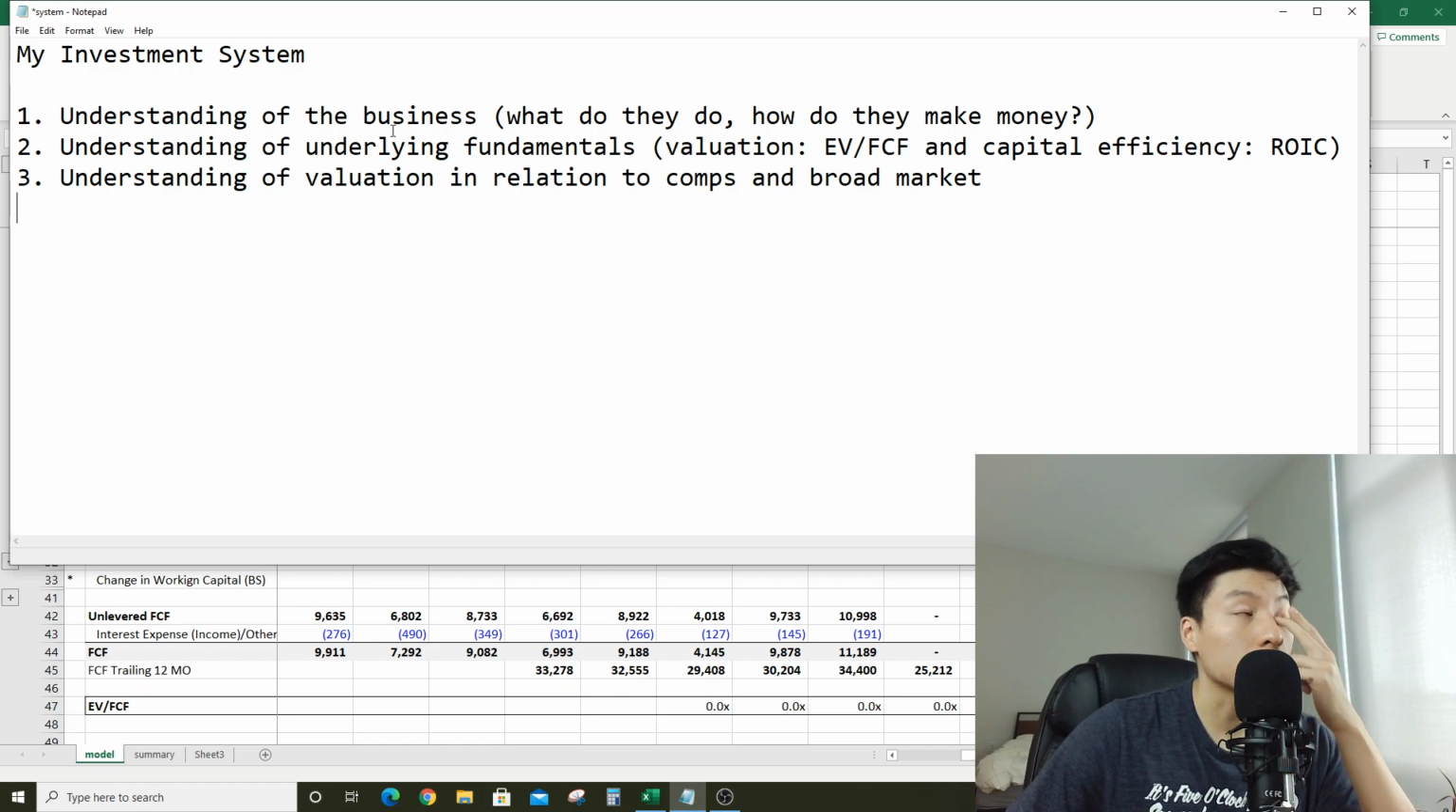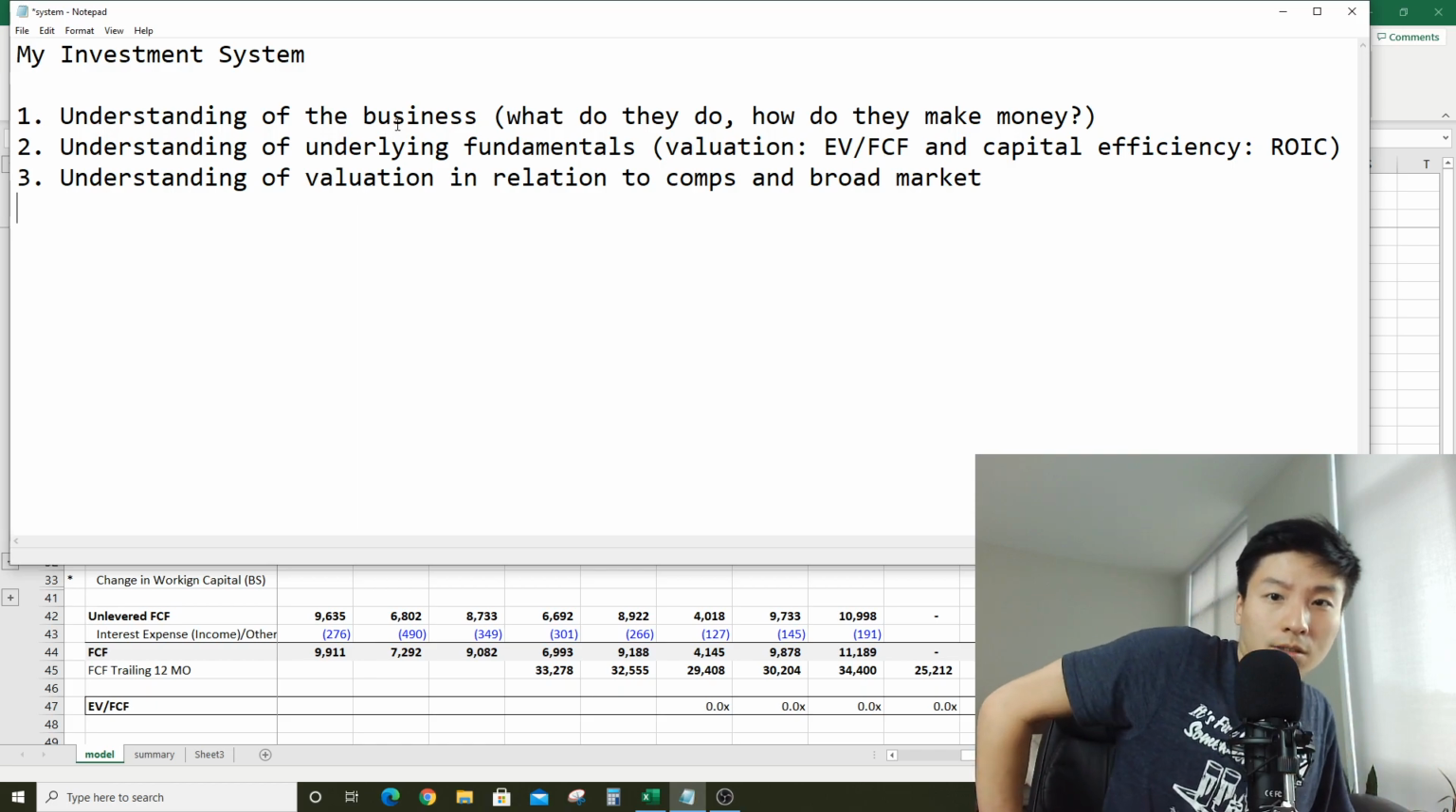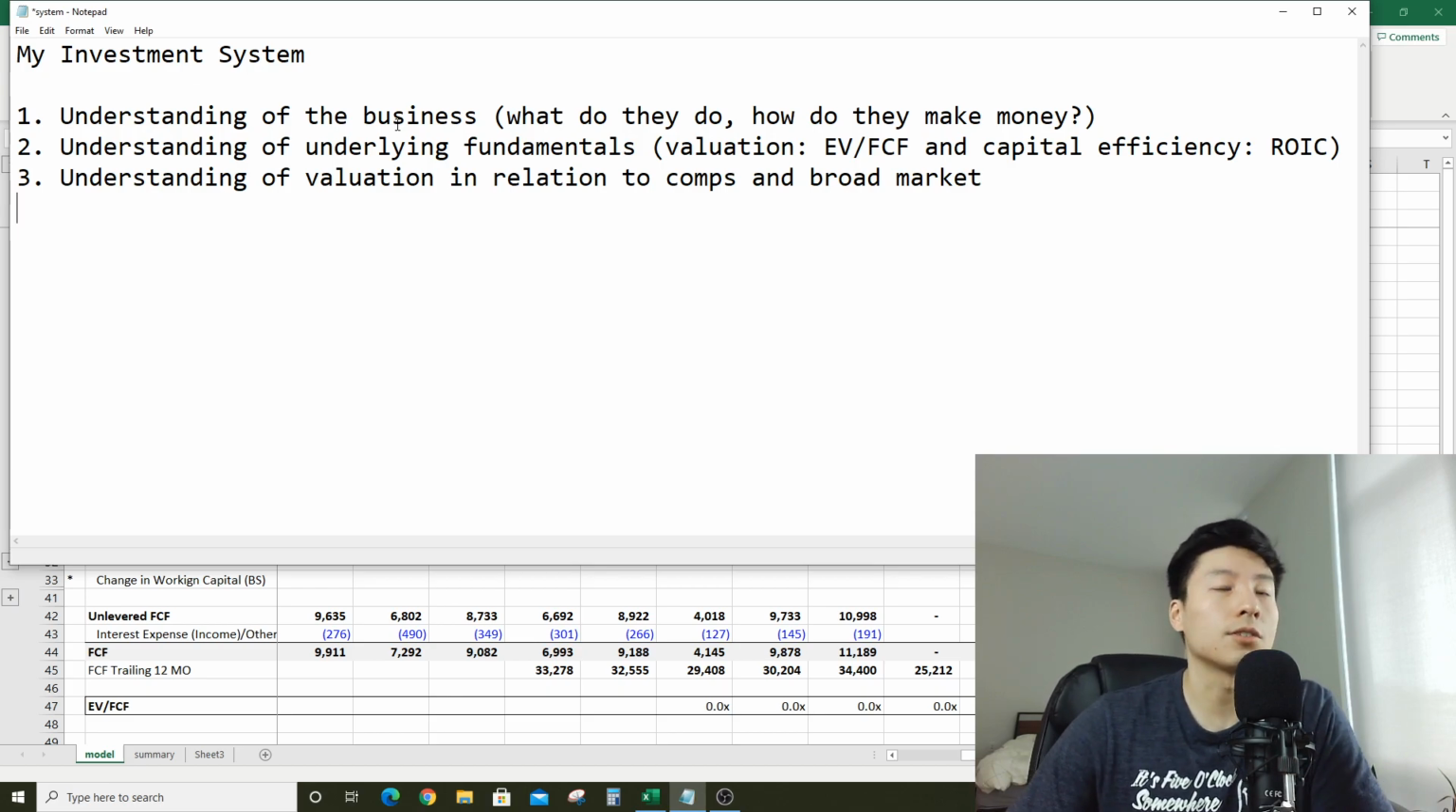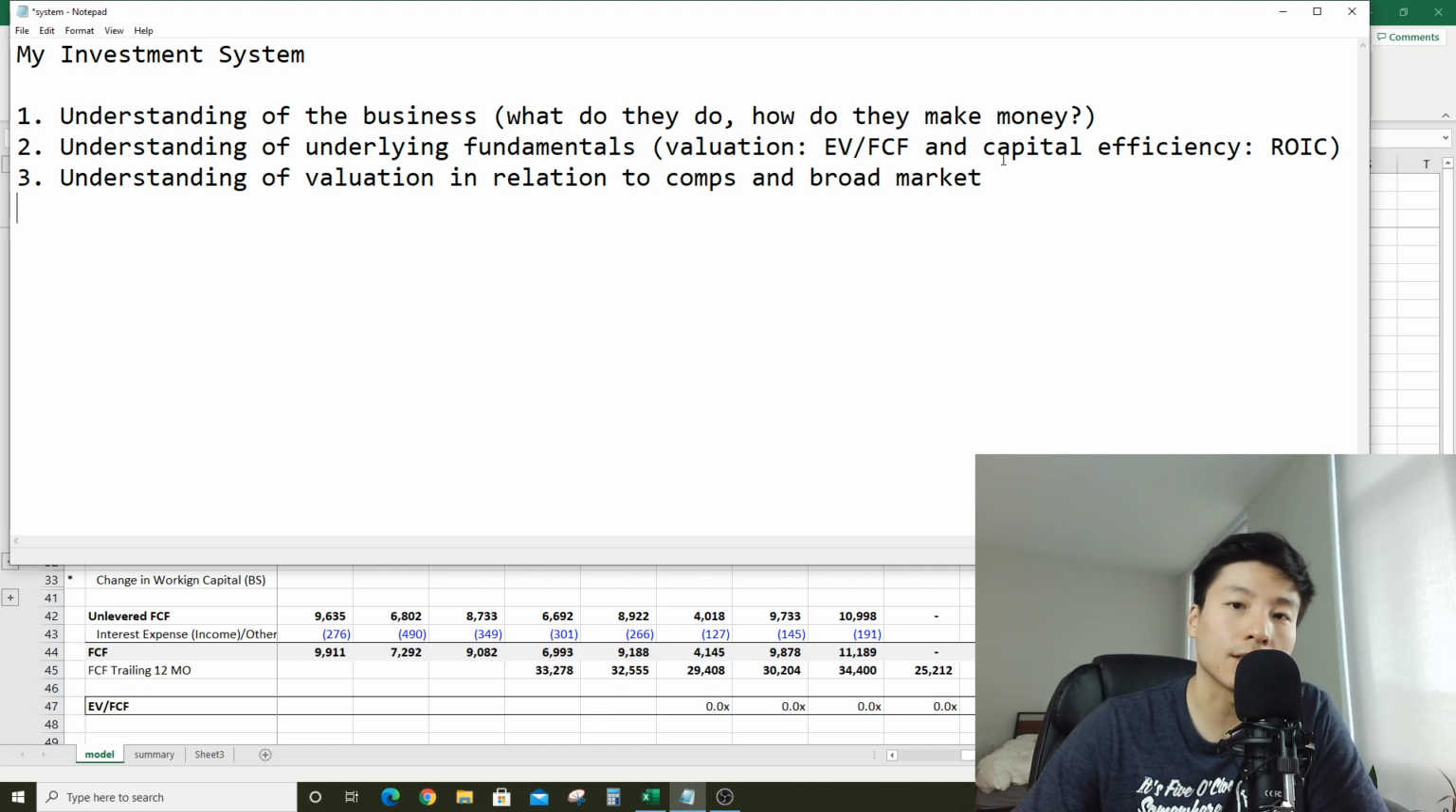So my stock analysis system is really threefold. First, it's understanding what they do, how they make money, so what the business is, pretty simple. Second is understanding of its underlying fundamentals, where you're eventually trying to get to EV over free cash flow, enterprise value over free cash flow, which is a valuation metric, and then ROIC, return on invested capital, which is a measure of how good the company is at deploying its capital, using its capital to make money.